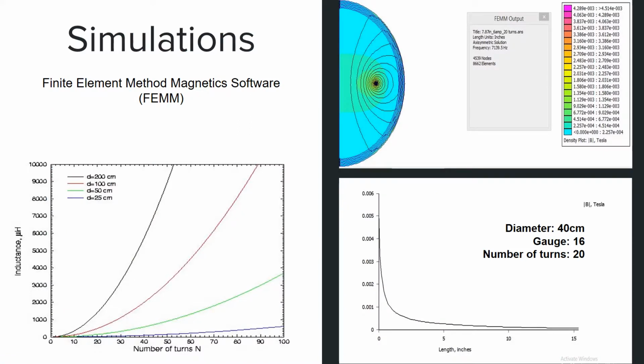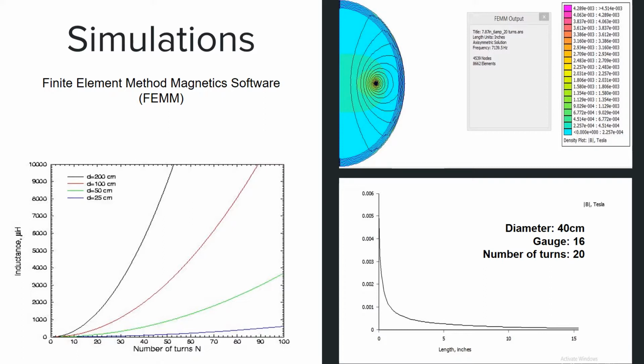Here you're looking at the simulations conducted. For these simulations, we used the Finite Element Method Magnetics software. On the left-hand side, we can see a graph showing the relationship between the number of turns and the inductance. So the more turns we made, we can see more inductance happen.